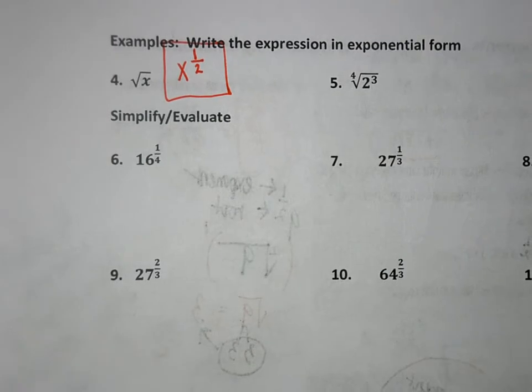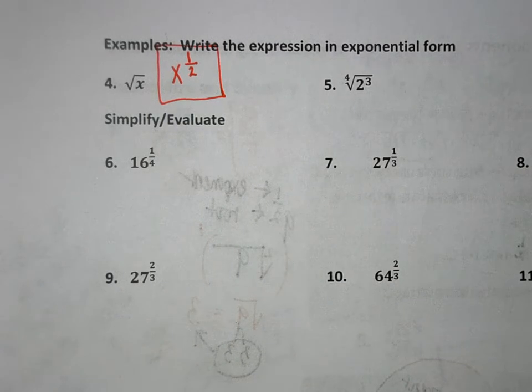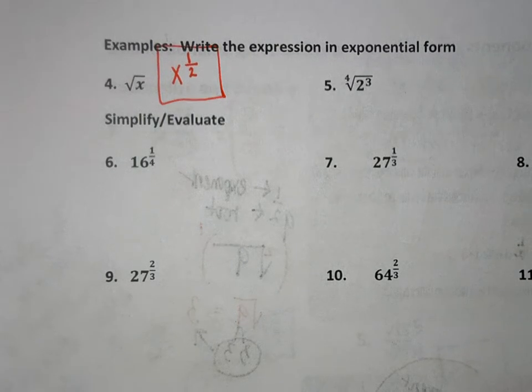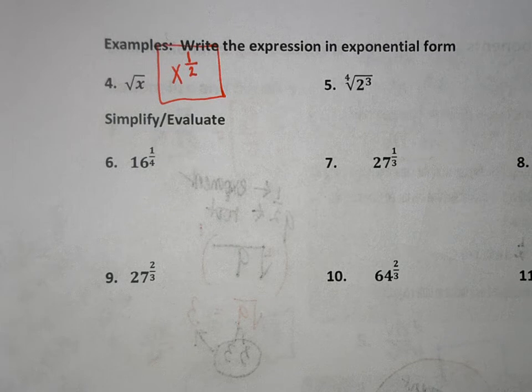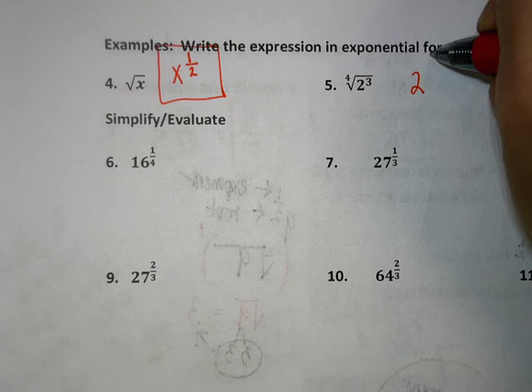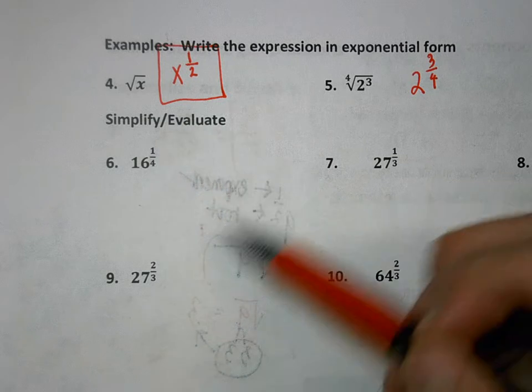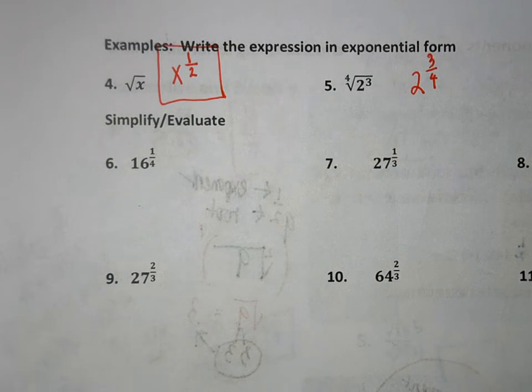So I'm going to give you about 10 seconds to rewrite number 5 in exponential form. Okay, so on number 5, you should have written that as 2 to the 3/4 power. Moving on now to 6 through 13, they actually want us to simplify. We're going to change these into root form and then simplify them as much as possible.